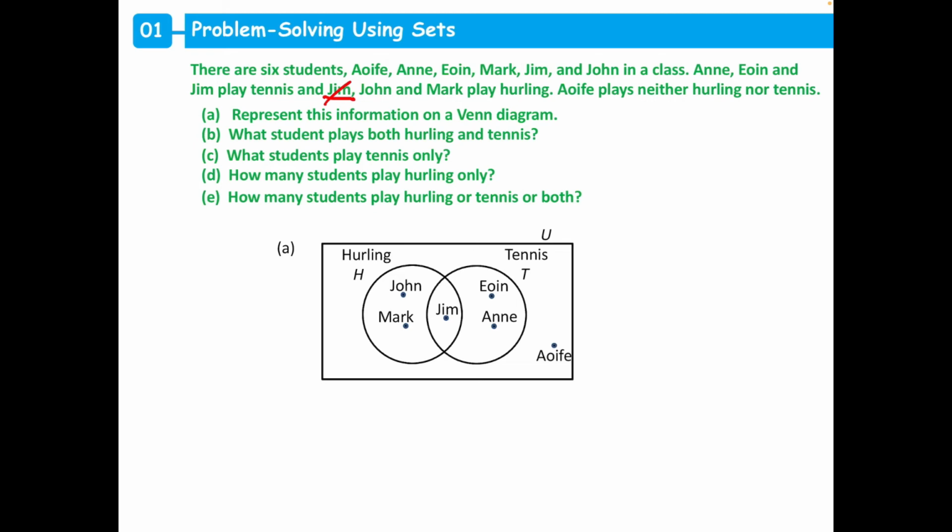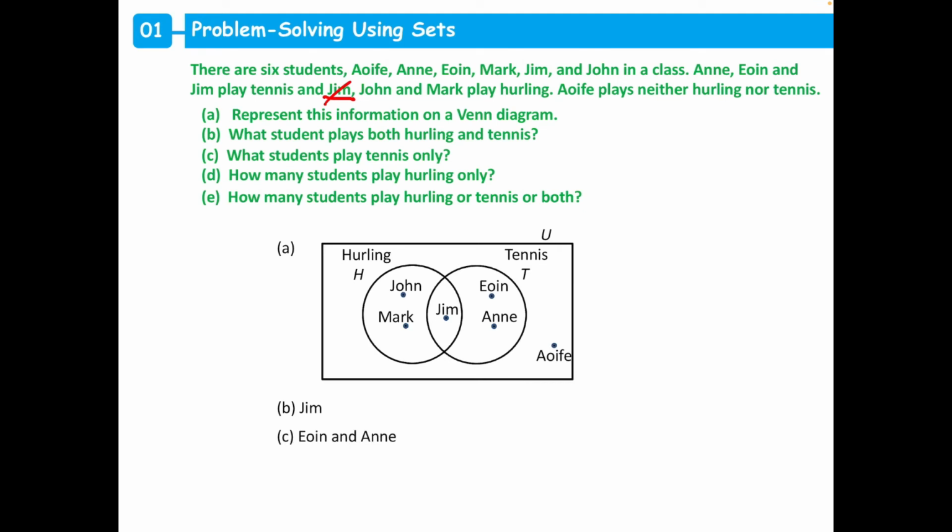Now let's look at question B. What students play both hurling and tennis? The students playing both hurling and tennis is the student in the intersection, which is Jim. The students playing tennis only are the students in the tennis circle, not including Jim who plays both. We're left with Owen and Anne.